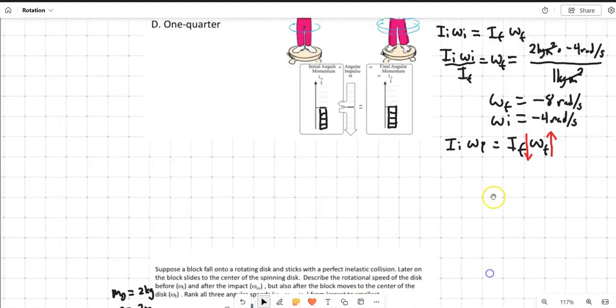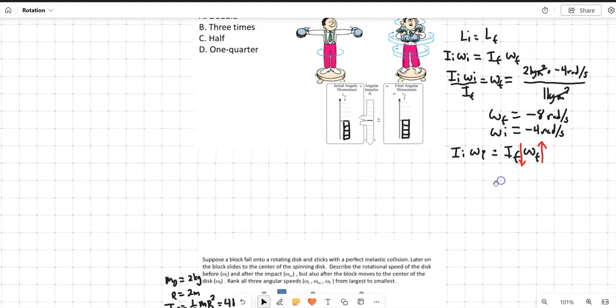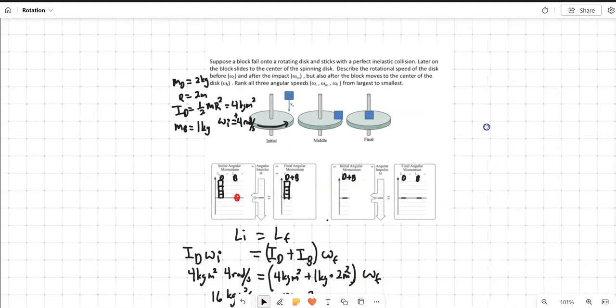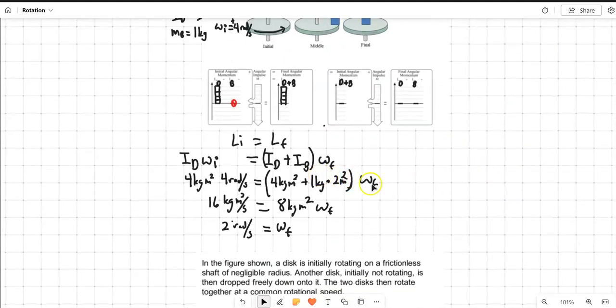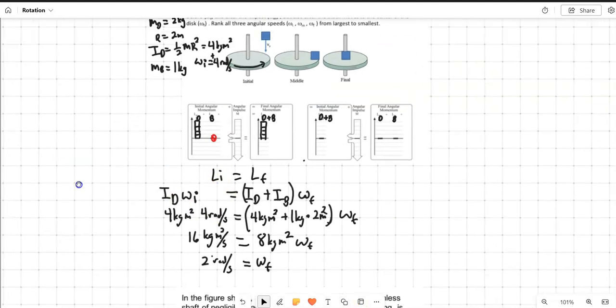So again, very similar to this problem, since angular momentum is being conserved, if this side has to be equal to this side, and in our case the moment of inertia is increasing, then this has to decrease, right? It's increasing due to that inelastic impact, right? Okay, well, that's the first part of the problem.